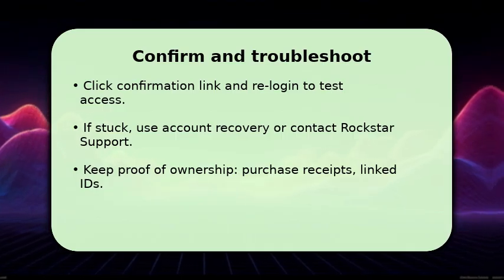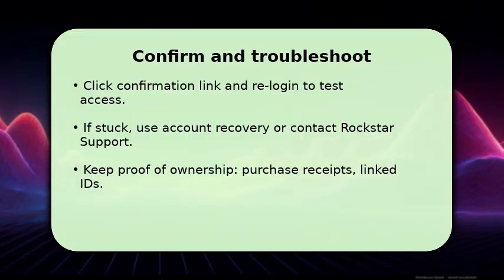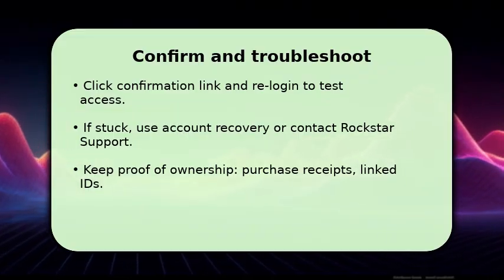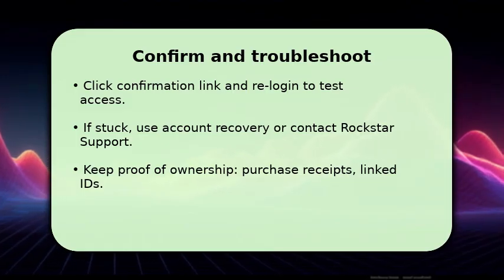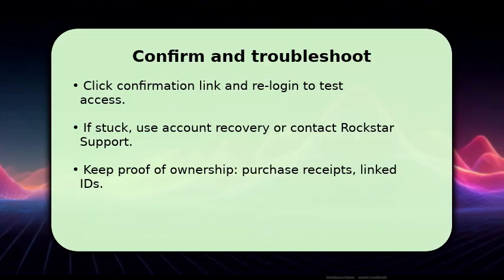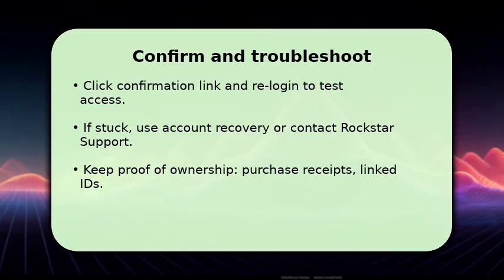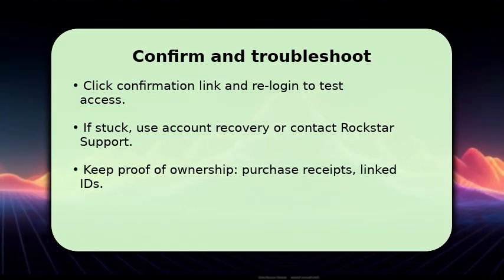If you can't access the confirmation or receive errors, use Account Recovery Flow and be ready to submit proof of ownership, purchase receipts, linked platform ID, and the old email info help. Once done, update any games or platforms using that Rockstar account. If problems persist, contact Rockstar support with clear ownership evidence.